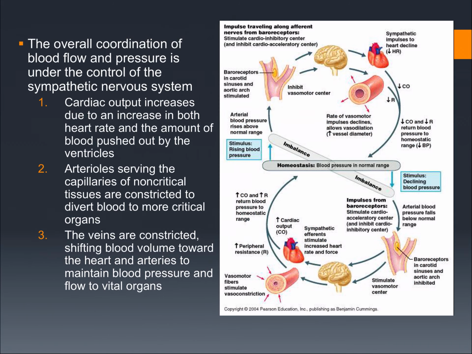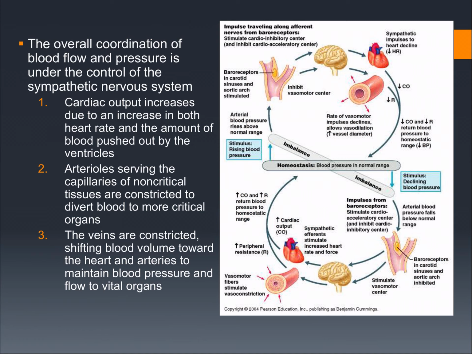All of this in terms of blood moving is controlled by your blood pressure. The overall coordination of blood flow and pressure is under the control of your sympathetic nervous system, which is your fight or flight response. Cardiac output, which is the amount of blood pumped out of the heart per minute, increases due to an increase in both your heart rate and the amount of blood pushed out by the ventricles. Makes sense, right?